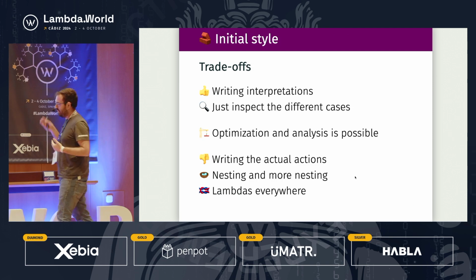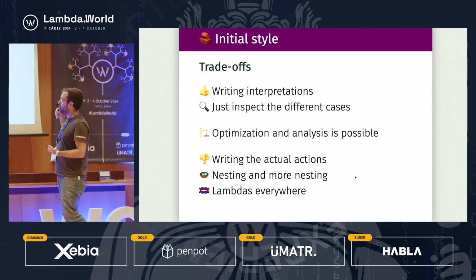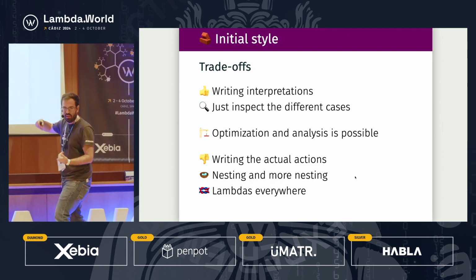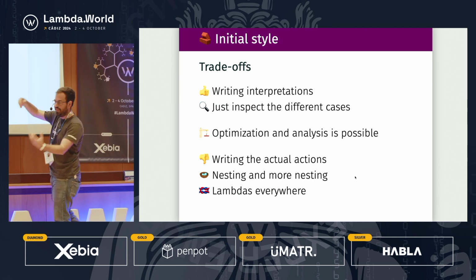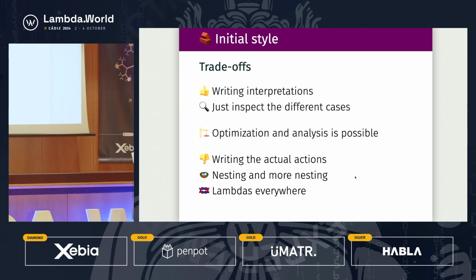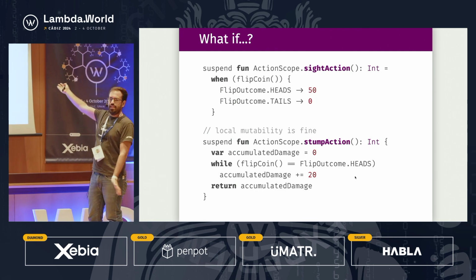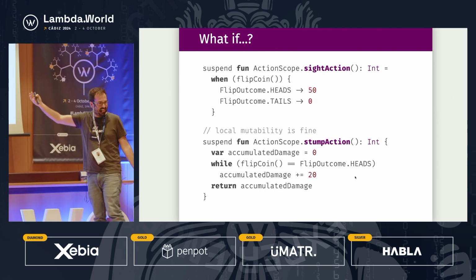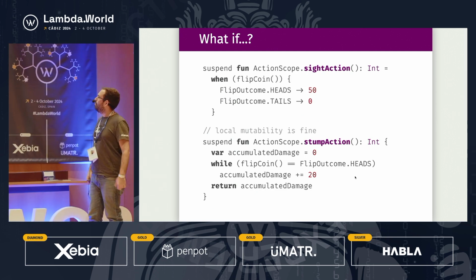And the second problem is we haven't shown it too much, but things start to nest, because the thing to do next is a function. So you nest a function, you nest a function. All of this is very ugly. What if we could write something like this? So that's actually what we would like to do.